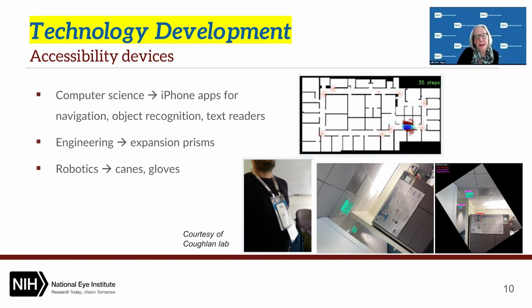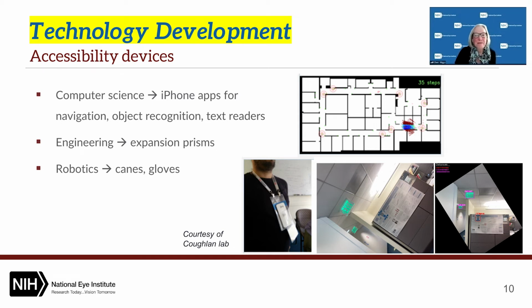So the third category of research in this portfolio, technology development, mainly focuses on accessibility devices for the visually impaired. A very fruitful area has been the involvement of computer scientists in developing iPhone apps that can help in navigation, object recognition, and reading text.